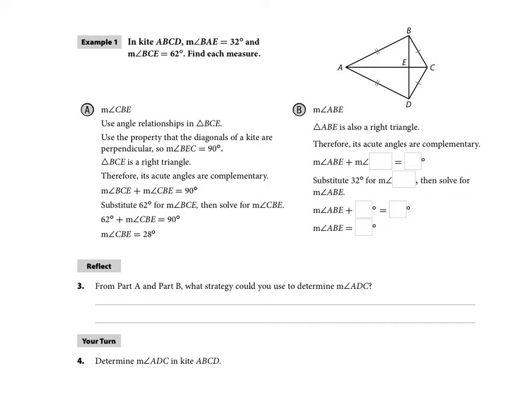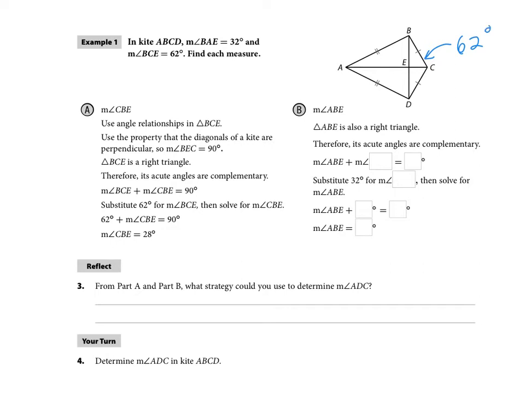In example 1, we're given some information that angle BAE is 32 degrees and angle BCE is 62 degrees, and we're asked to find the measures that we have here. So in letter A, we want to find the measure of angle CBE. That's this angle right here, CBE, this top corner. We don't have that angle given to us, but we do have this other bottom angle given to us down here, and that one is 62 degrees. Angle BCE, we're told, is 62 degrees.